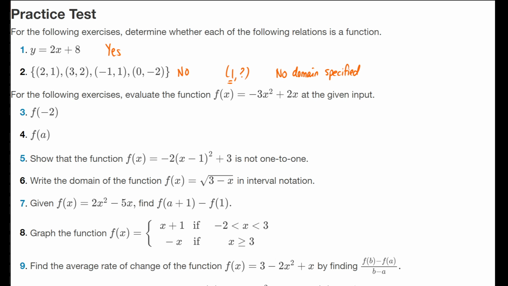Maybe the domain is only 0, -1, 2, and 3, but the expectation is that you'd have 1 in there as well if we're looking at discrete values. So the intuition here says no, it's not a function.